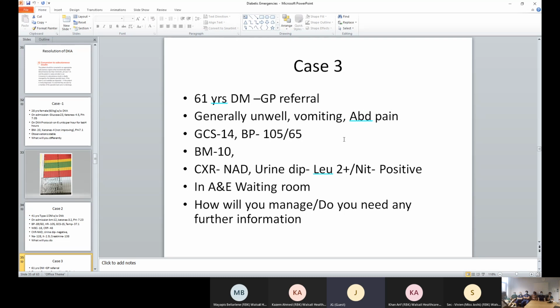Dapagliflozin. Canagliflozin. There are another 2, ertugliflozin and sotagliflozin, which we are not using. Have you heard about the SGLT2 inhibitors? Empa, Cana, dapagliflozin. What's the benefit? Now, who is interested in using this medication?